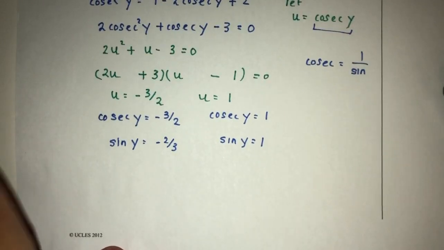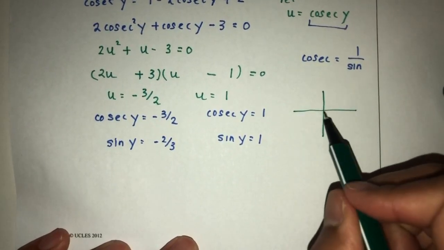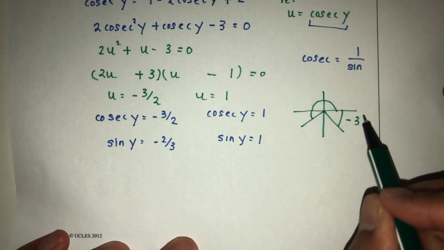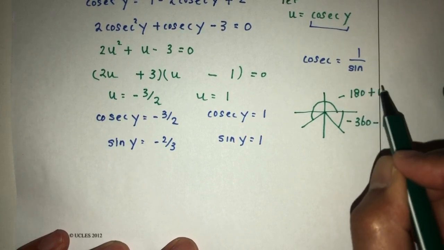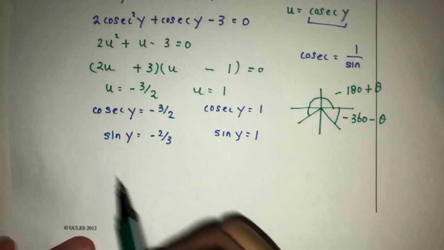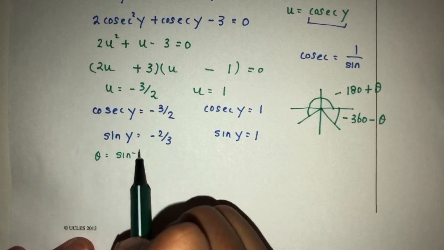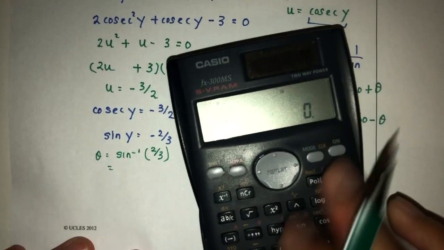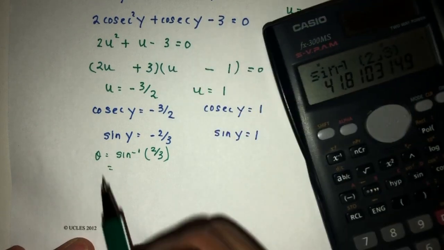So here the value is negative, as you can see. It will be in your third quadrant and your fourth quadrant. That will be 360 minus theta, and this will be 180 plus theta. So here we have to use the route of theta again because it is a negative value. So theta will be sine inverse of the positive value. That will be sine inverse 2 over 3, which is 41.8.